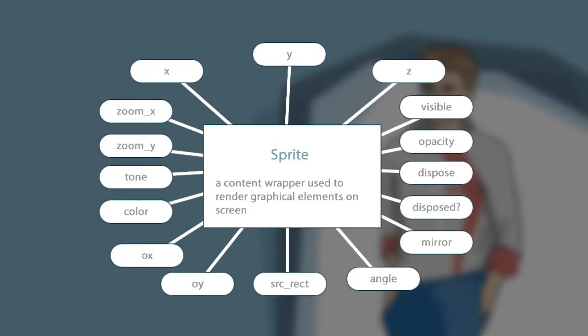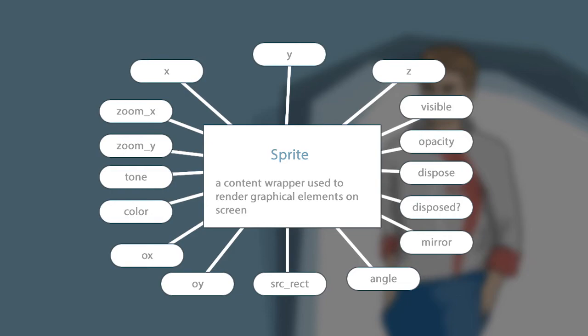Phew, that was a lot of information to process, but we're actually, unfortunately for you, not done yet. So now we've talked about viewports, bitmaps, the coordinate system, colors, tones, and src_rects. But now we have to talk about the actual sprite and what the content wrapper itself has as functionality.